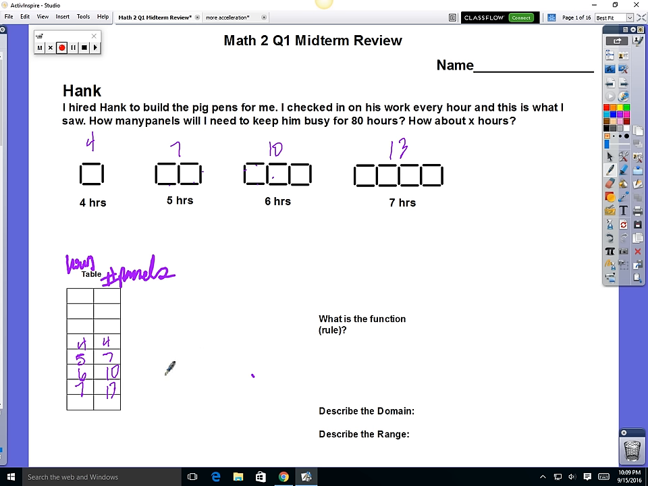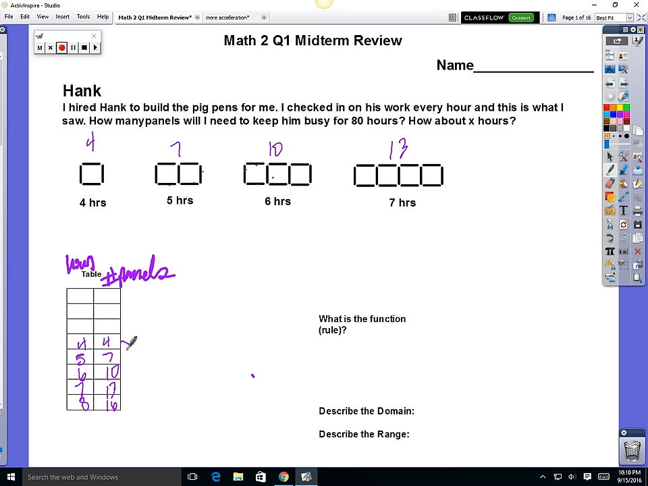So it's a pretty predictable build. This belongs to the linear family of functions. So every hour that goes by, you're just increasing the number of panels by 3. So 8 would give you 16, and so on and so forth.